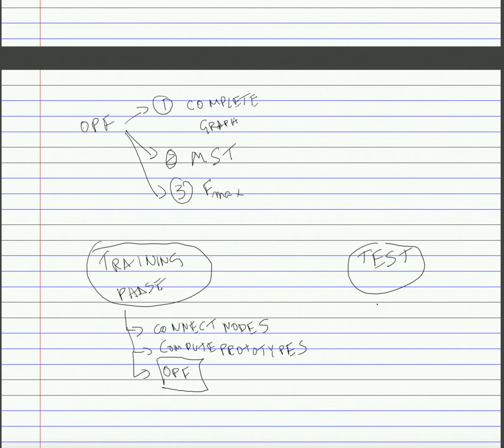And then for the testing phase, we just pick a sample from the test set, we connect it to all training nodes, we compute the cost that each training node is going to offer to that testing sample, and then we pick the training sample that has offered the minimum cost. Okay, so that is the very first version of the OPF.